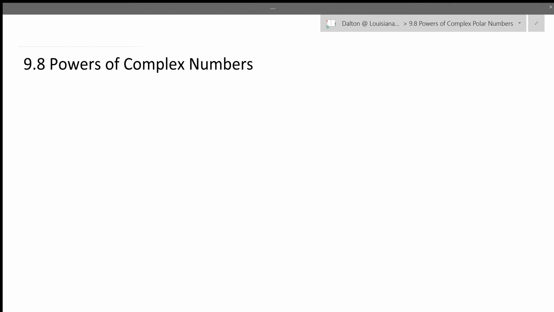Hello folks, this is the last section of chapter 9. It's on section 8, which is about powers of complex numbers. So far we have multiplied and divided complex numbers, but now we're going to talk about what it's like to raise them to a power. So what I want to do is consider this number.